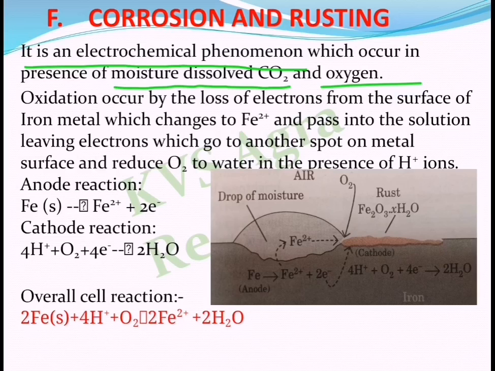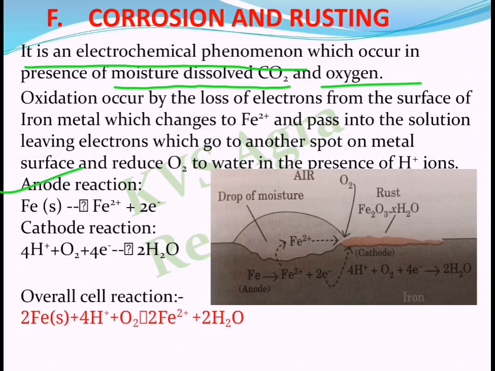Oxidation occurs by the loss of electrons from the surface of iron metal, which changes to Fe3+ and passes into the solution, leaving electrons which go to another spot of the metal surface and reduce oxygen to water in the presence of hydrogen ion. This is a small working of this electrochemical process.